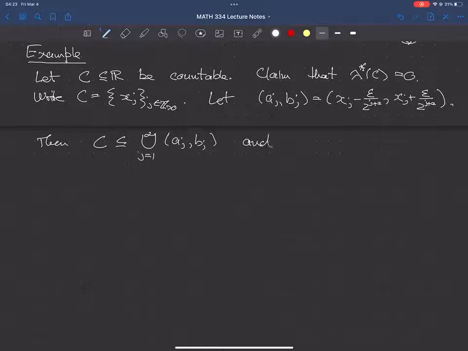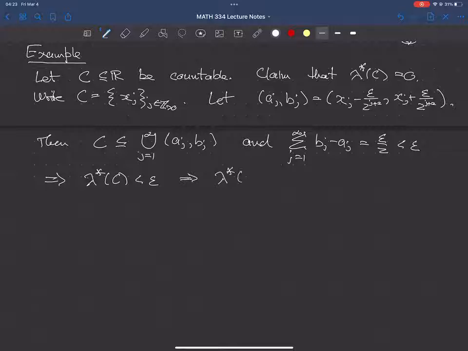And the sum of the lengths of the intervals a_j, b_j: again, I've jigged these intervals so their total length is epsilon over 2, which is less than epsilon. And so this implies that indeed the Lebesgue outer measure of C is less than epsilon for any epsilon, and therefore that must be equal to 0.